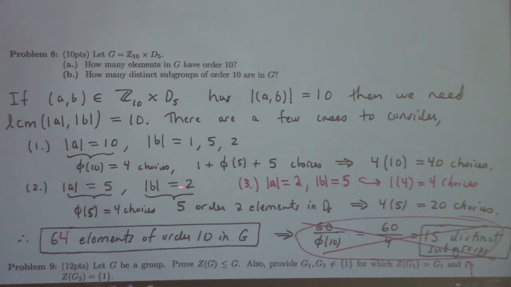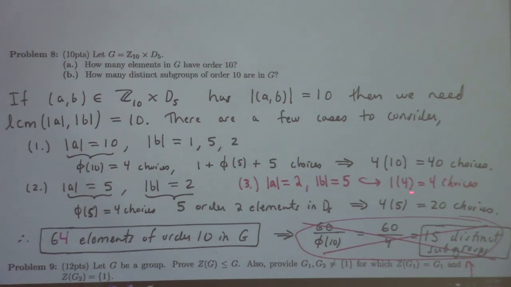We could also have 5 times 2. That would give me a least common multiple of 10, right? There are 4 choices for A being order 5. There are 5 choices for B having order 2 because we're talking about D5. So any of the reflections in D5 are of order 2: y, yx, yx squared, yx cubed, yx to the 4th, all order 2.